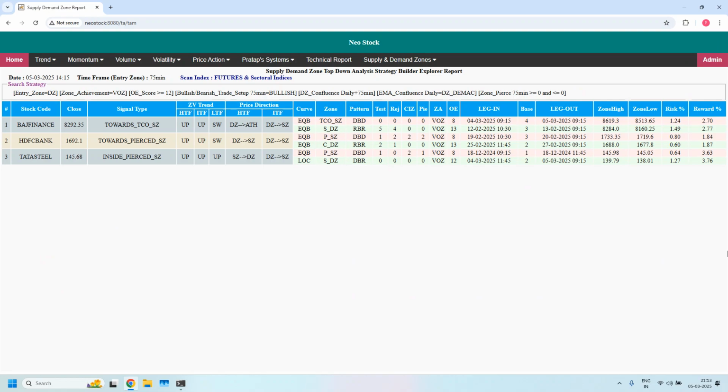All 3 are having EMA, so they are having high probability for these three stocks: Tata Steel, HDFC Bank and Bajaj Finance. Excellent. All the three demand zones. 75 minutes demand zones. Next we will look into LTF, ITF, HTF zone confluence.